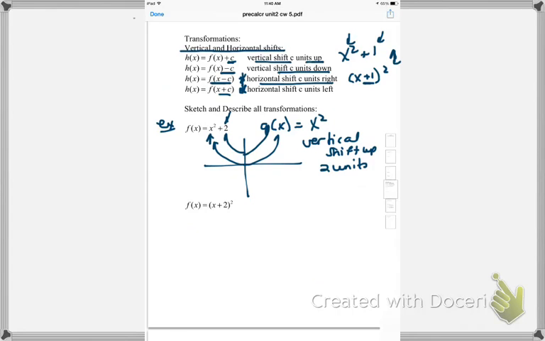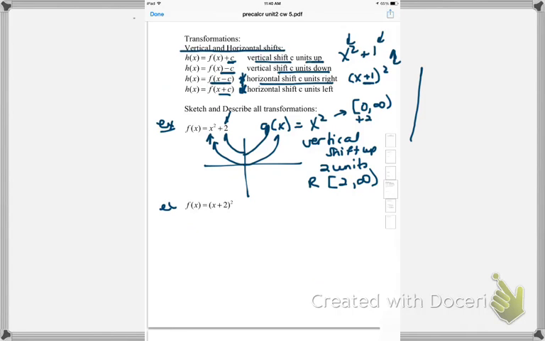This will change the range, where before the range for this was 0 to infinity. If we add 2, our new range for this is 2 to infinity.